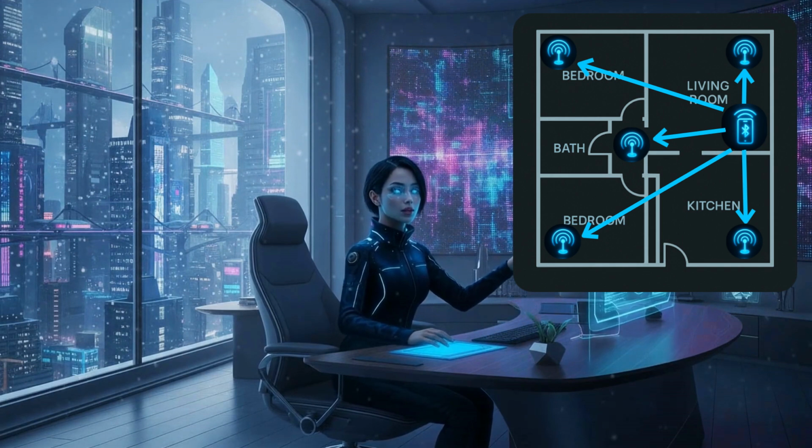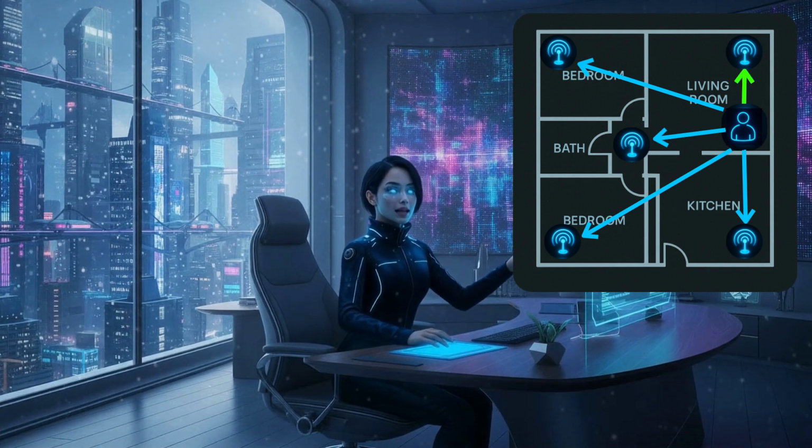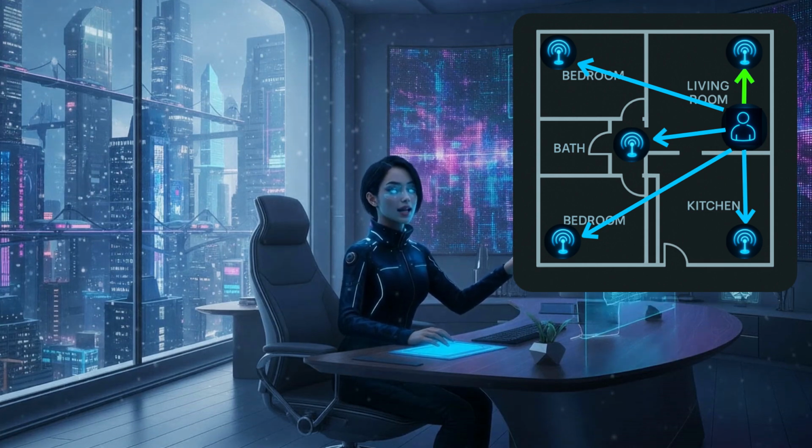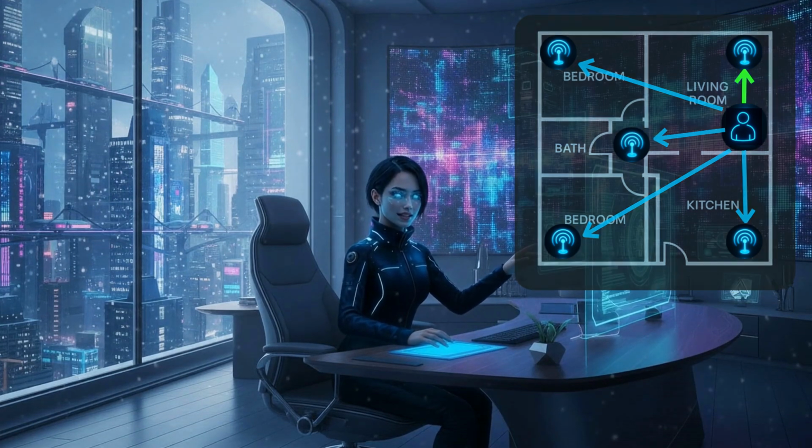In the example we are observing, the one placed in the living room receives it with the strongest power. This allows us to immediately understand that the device and therefore the person is located in that room. In this way, BLE becomes the perfect complement to GPS. GPS tells us where you are in the world, while BLE tells us exactly where you are inside the house.